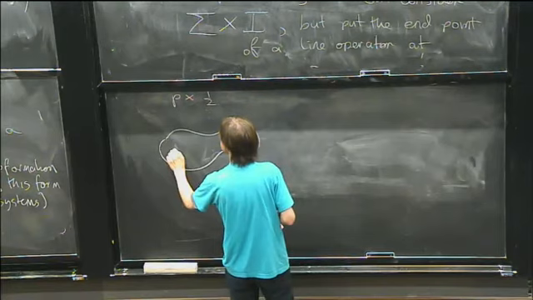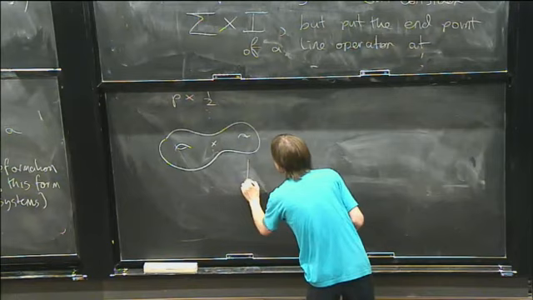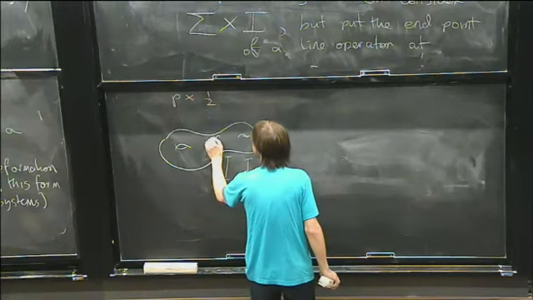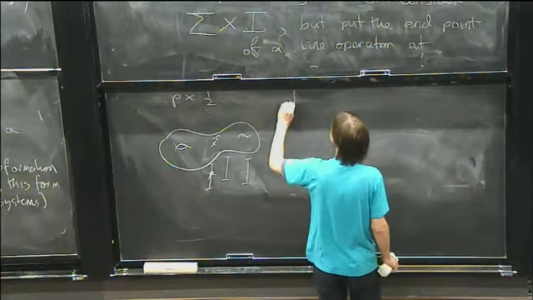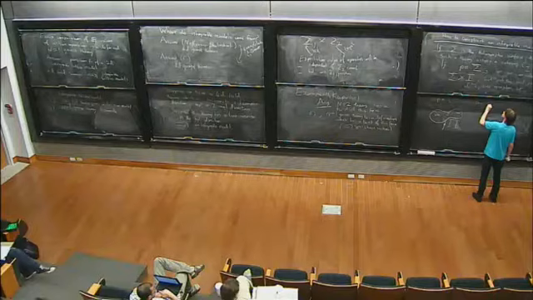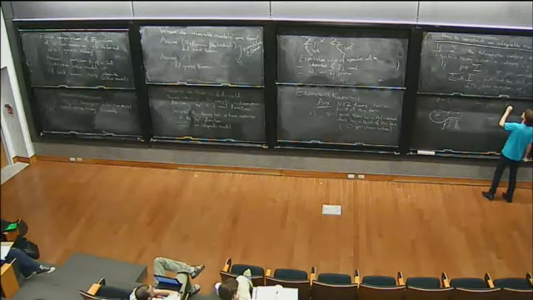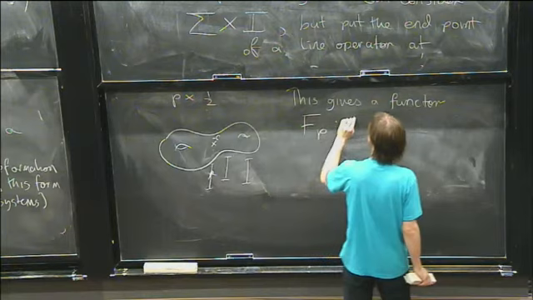So my surface, I have some point. Fibered over this is an interval. But on the fiber above P, I put the endpoint of my line operator. Okay, so I'm assuming my theory has a line operator. This gives a functor F_P from C_sigma to C_sigma.